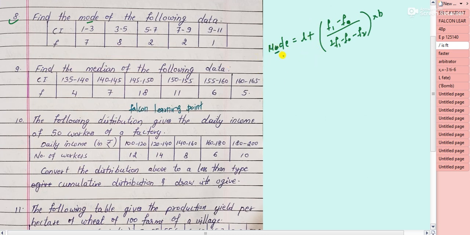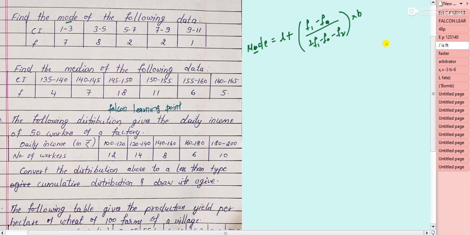Okay, so how to find this? First you need to find these values: F1, F0, F2, H, L, correct? So how are you going to find them? F1 is the modal frequency, correct? What is modal frequency? The one which is greater, the frequency which is highest. So it is 8. So that is called F1.